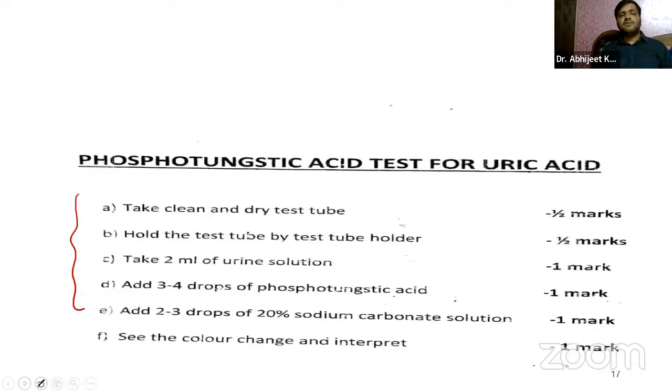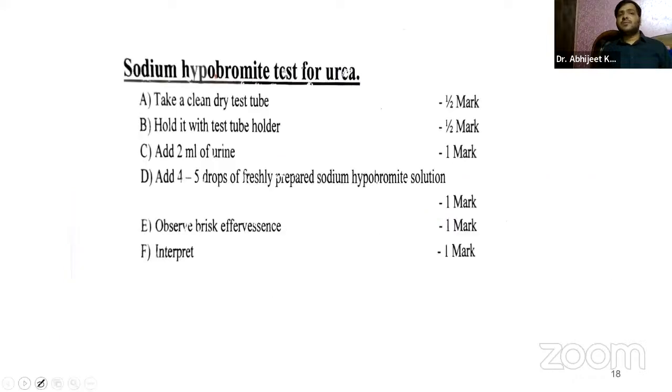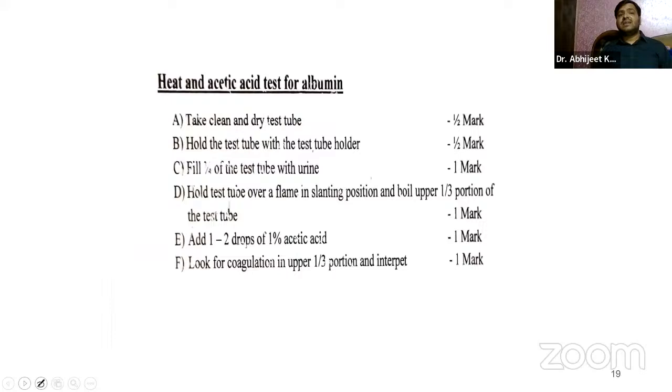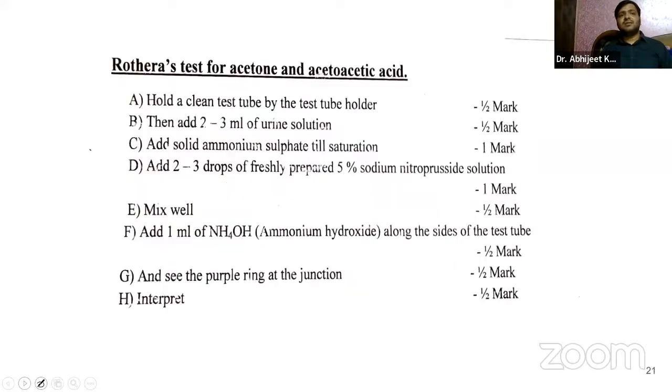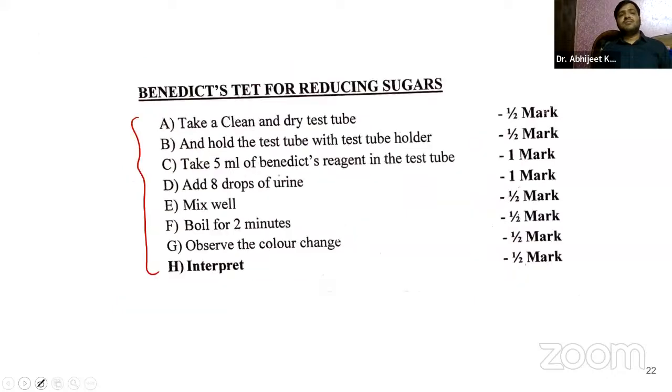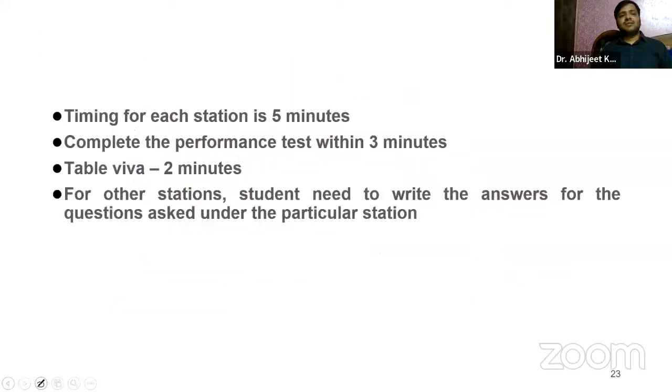Phosphotungstic acid test for uric acid. Take a test tube, right? Hold the test tube by test tube holder. Take 2 ml of urine solution, 3-4 drops of this, 2 to 3 drops of 20% sodium carbonate solution, and see the color change. Similarly, you can follow this for sodium hypobromite test for urea, heat and acetic acid test for albumin, Jaffe's test, Rothera's test for acetone and acetoacetic acid, and Benedict's test, right?